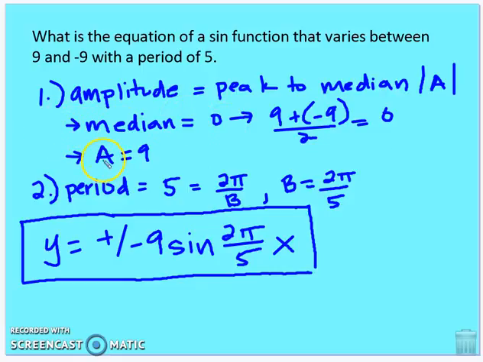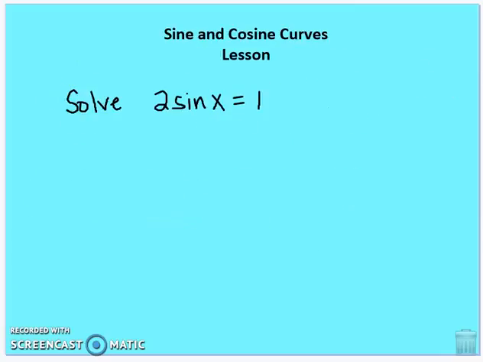My amplitude is going to be the distance from the median to the peak. Either direction is going to be equal to 9. My period is going to be equal to 5. So 2 pi over b is equal to 5. B now is equal to 2 pi over 5. So I can write my equation as plus or minus 9, which is the amplitude, times sine bx, which is 2 pi over 5 x. All right, so let's move on and solve some equations.